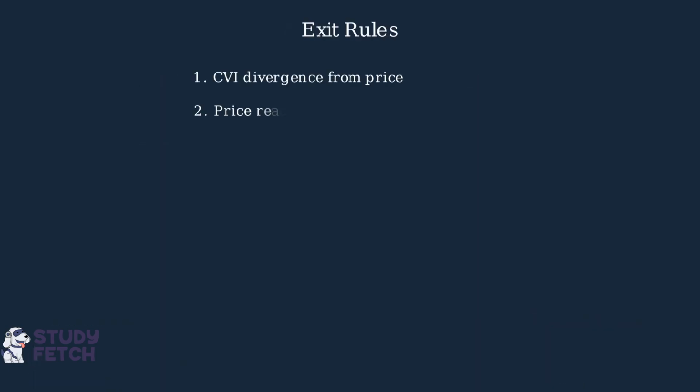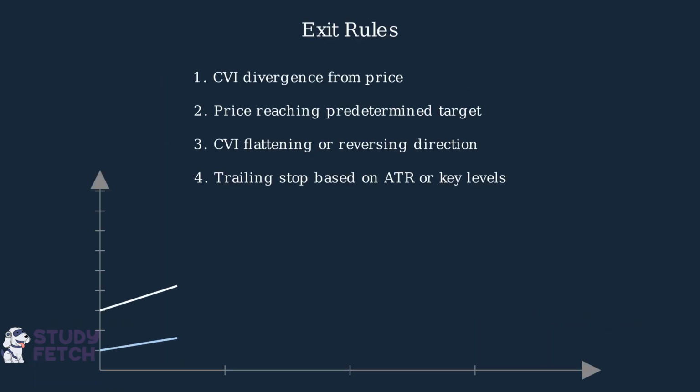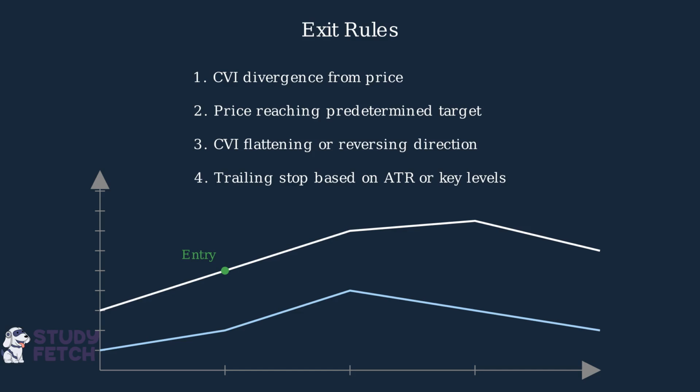Knowing when to exit is crucial for profitability. The most reliable exit signal is a divergence between price and CVI. This happens when price continues in one direction, but CVI starts moving in the opposite direction. In this example, we see price continuing upward, while CVI begins to decline, creating a bearish divergence. This signals decreasing buying pressure despite higher prices, often preceding a reversal.